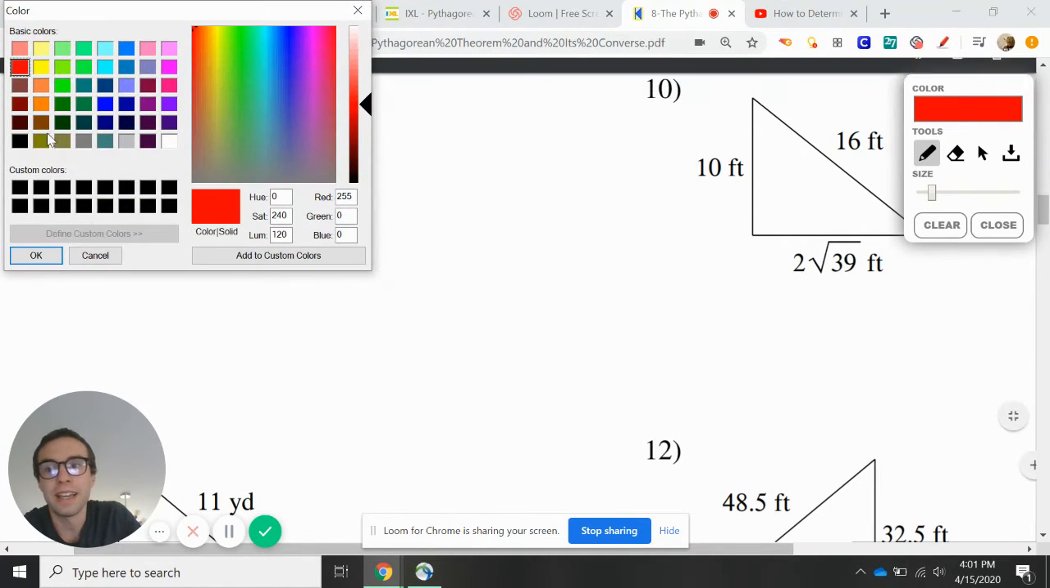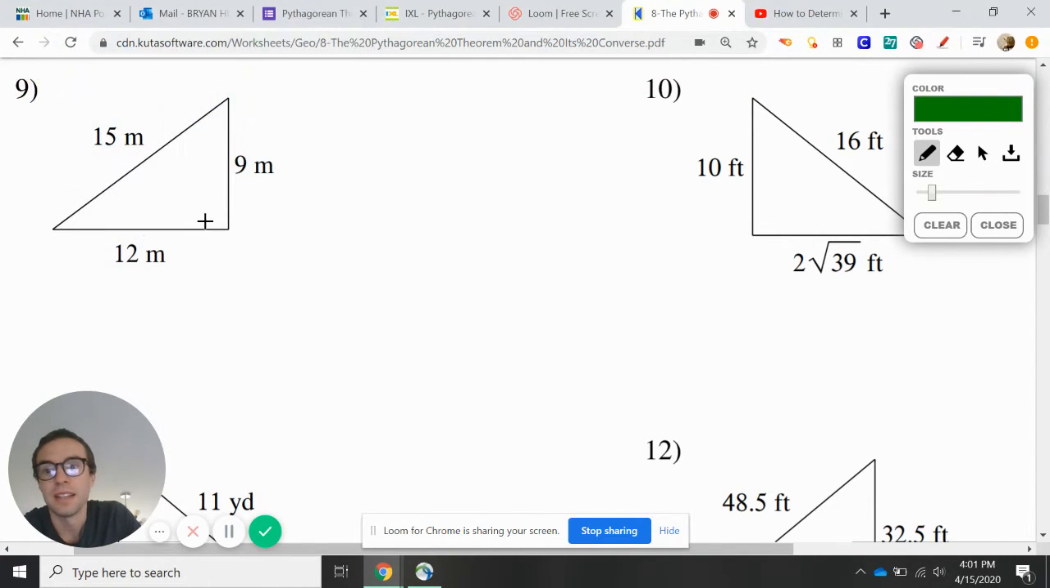So we would assume that if this is a right triangle, the right angle is right here. So this is my hypotenuse. So I'd write this out as 9 squared plus 12 squared. Those are my two legs of the triangle. And then equals 15 squared.